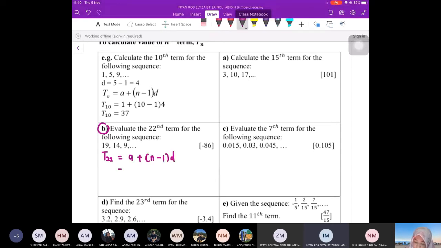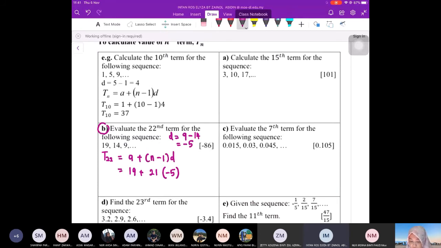Okay, n tu 22. So 22 minus 1, 21. Okay, d ni jadi you boleh buat apa tau? 9 minus 14 lah. So this one you dapat negative 5. So saya perasan tadi ramai yang tak buat bracket. So kalau negative 5 dia mesti bracket macam ni. a plus (n minus 1)d. Bubuh bracket because bracket represent multiplication, betul tak? So kalau you tak buat bracket dia jadi macam 19 plus 21 minus 5 pula. Dia jadi macam plus minus bukannya multiplication. So you have to put bracket.